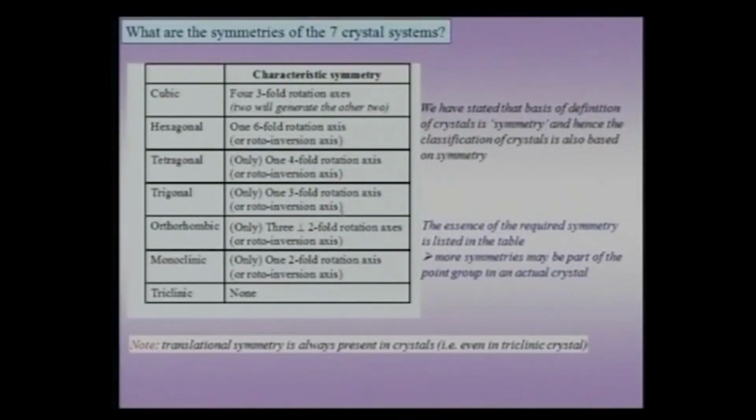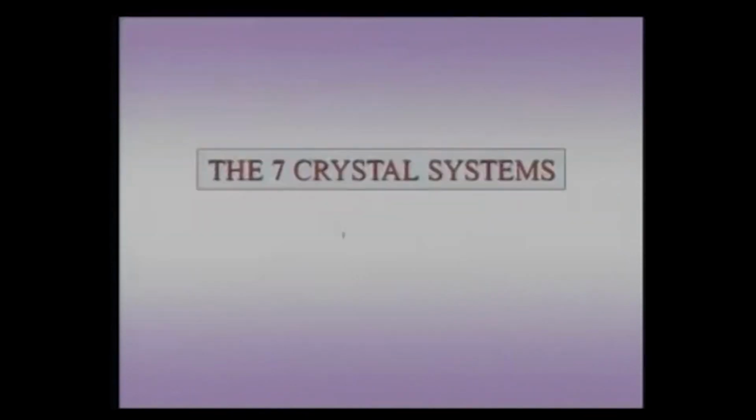We have listed in this table, for instance, the very essence of the symmetry which needs to be present in these various classes. More symmetries could be present, part of the point group, and we will list them one by one when we soon consider the 7 crystal systems. So, we have the 7 crystal systems, 1, 2, 3, 4, 5, 6, 7, and these are the characteristic symmetry of these crystal systems, and the complete elaborate point group symmetries will be written in the coming slides. So, let us now consider the 7 crystal systems one by one.